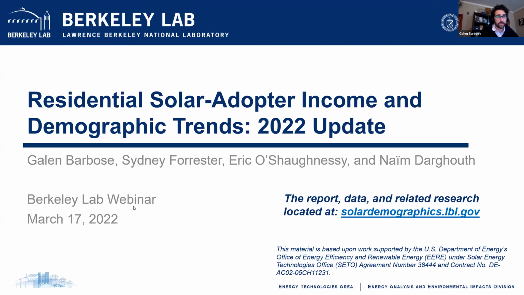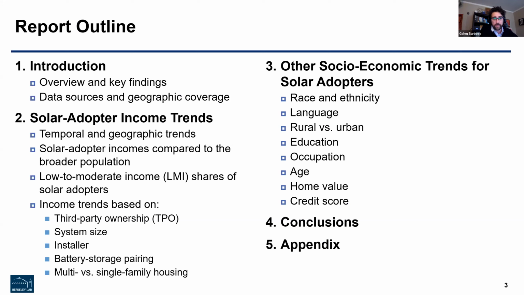So here we have just an outline of the report itself. We'll be going through most of this material during the presentation, though a few of these pieces we omitted or scaled back just for brevity's sake. But this basically outlines the full scope of topics. You'll see that the first half of the report and of the presentation today is going to focus on income-related trends, and then the latter portion will focus on other socioeconomic and demographic characteristics as listed under item number 3 here.